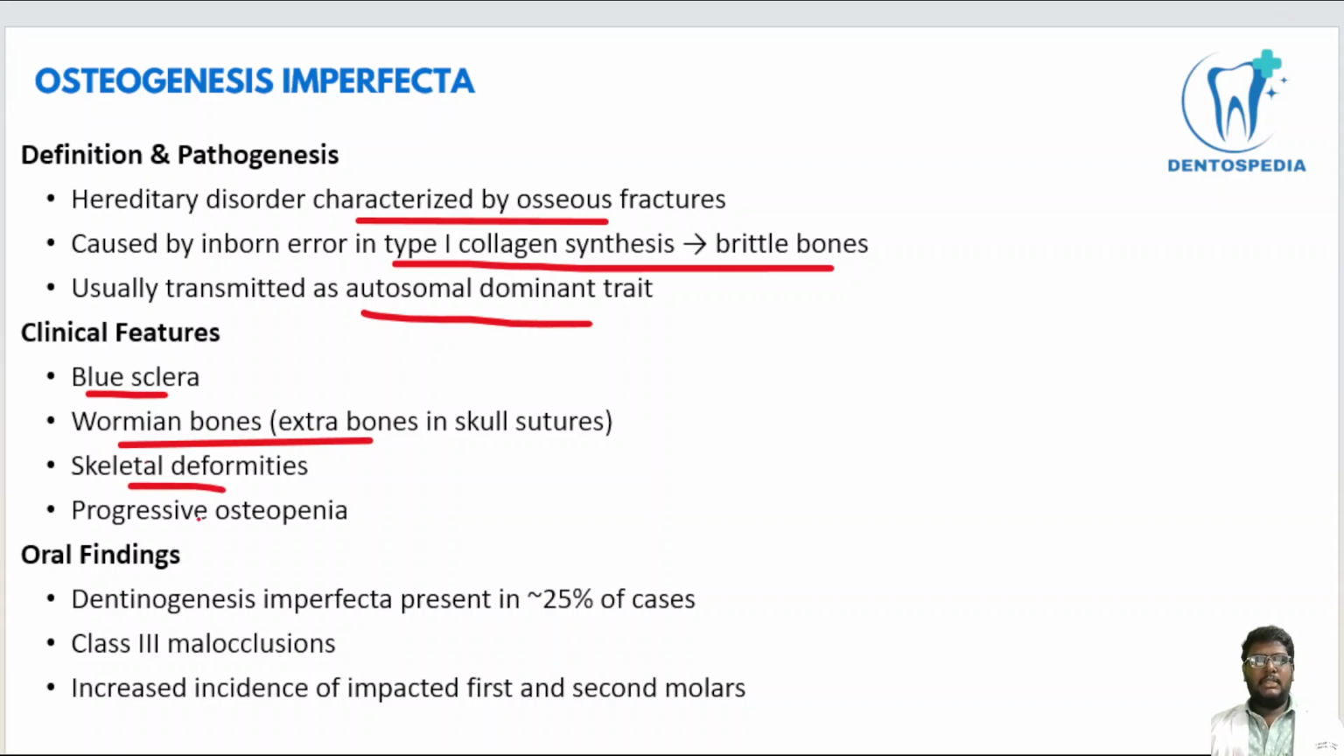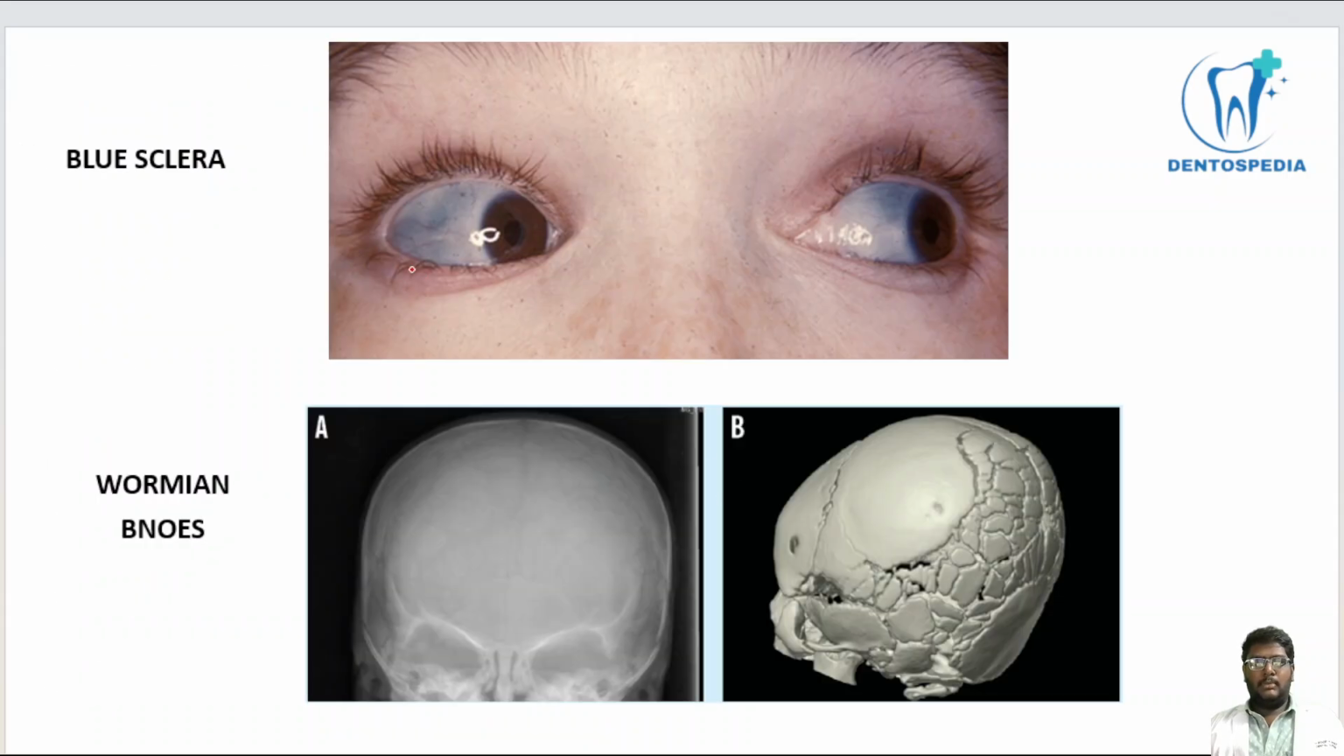Skeletal deformities can be seen, and progressive osteopenia, so decreased bone strength, right? Bone quality decreases as age grows. Coming to the oral findings, sometimes class 3 can be seen, and also impacted teeth. Here you can see the blue sclera, which is a common feature in this anomaly, and also you can see Wormian bones, small bones in the skull, usually in the posterior region.